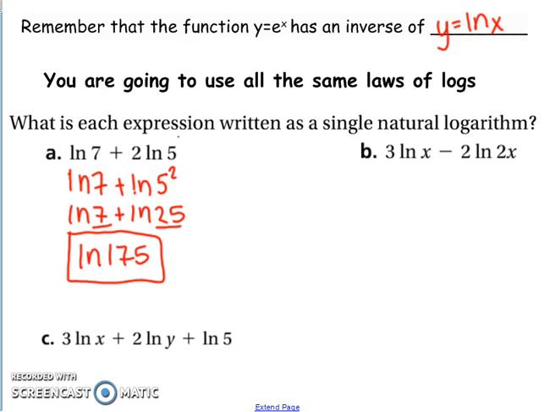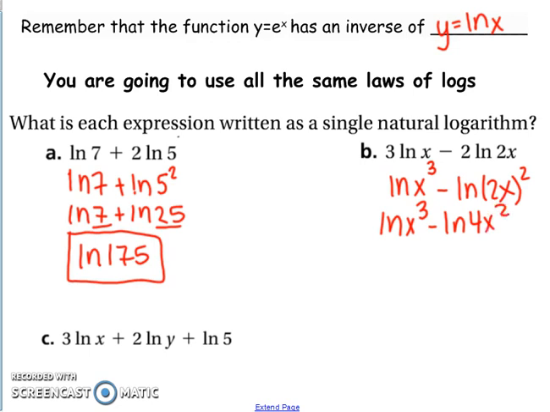Okay, same idea with b. Our numbers in front go as our exponents. So we have the ln of x cubed minus the ln of 2x squared. So that 2 in front, that's the exponent that's going to both the 2 and the x. So we have the ln of x cubed minus the ln of 4x squared. Because we're subtracting, we're going to divide. So ln of x cubed over 4x squared. And then we can simplify this. We can subtract our exponents. So we get the ln of x over 4.